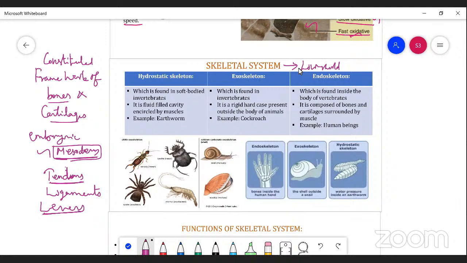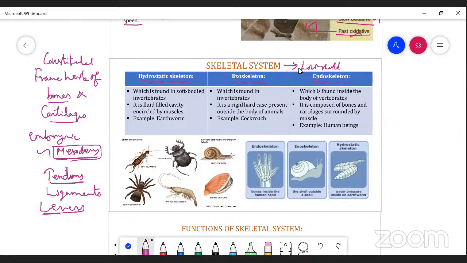One is the hydrostatic skeleton. Second one is the exoskeleton. Third one is known as endoskeleton. Do you understand? Don't get confused. The skeletal system is totally classified into three: one is the hydrostatic, second one is the exoskeleton, and third one is the endoskeleton.